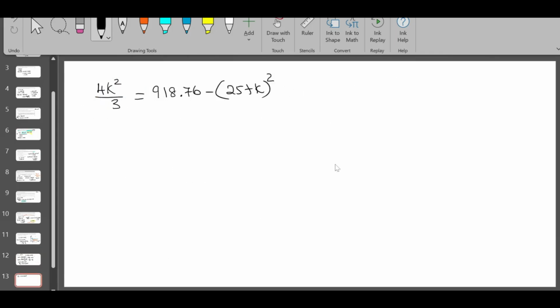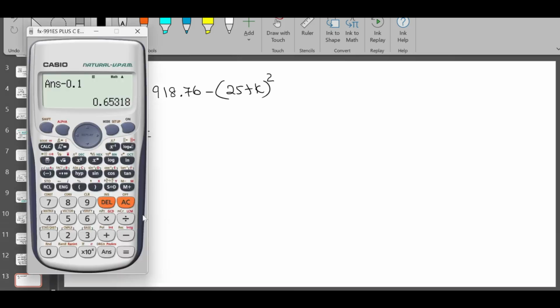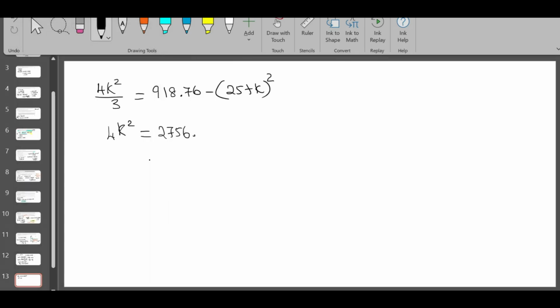First things first, I'm going to get rid of this. Okay, never mind. I'm going to write it as 4 over 3, but 4 over 3 is a recurring decimal. So let's multiply everything by 3 first. 4k square is equal to 3 times 918.76, which is 2756.28, minus 3 times 25 square, plus 2ab, plus k square. Open the bracket and simplify.